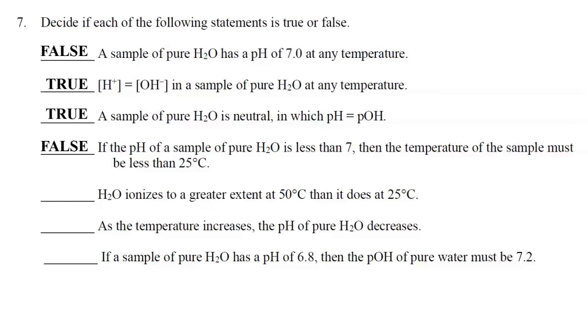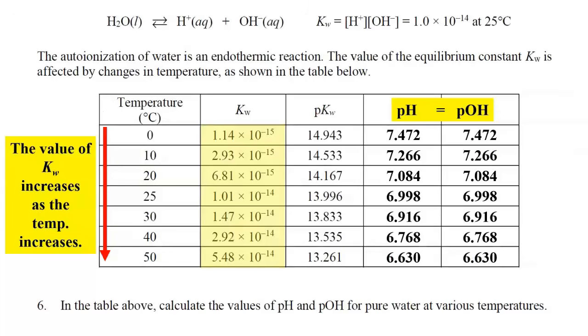All right, the next statement says, water ionizes to a greater extent at 50 degrees Celsius than it does at 25 degrees Celsius. So going from top to bottom down this table, we see that temperature increases. Also, going from top to bottom down this table, we see the value of Kw increases. So the value of Kw increases as the temperature increases.